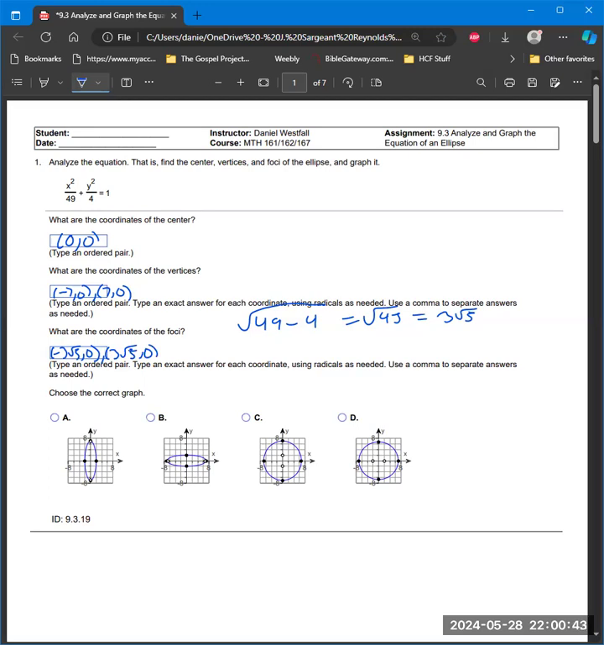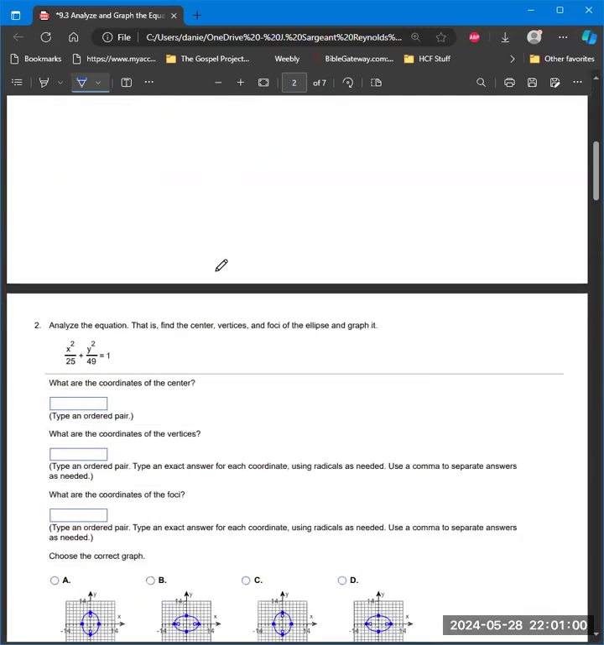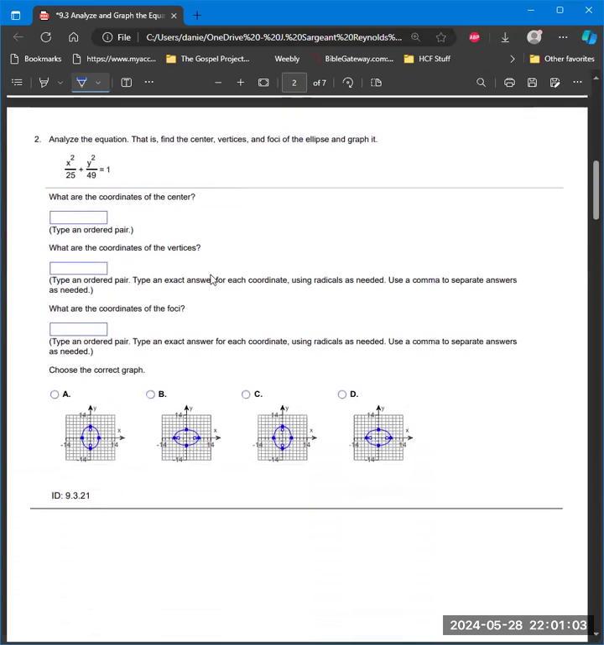And this is going to have a major axis that's parallel to the x-axis with a distance of 7, and minor axis distance of 2. That looks like B. Right, this one also has a center at 0, 0, and it has vertices that are going to be at 0, 7, and 0, -7. Its major axis is in the y direction.